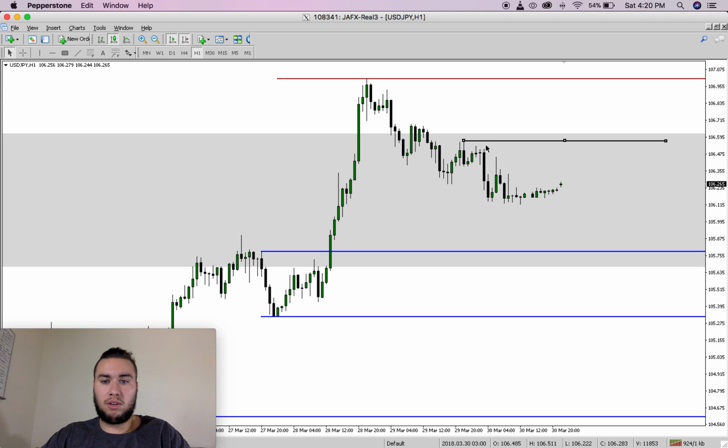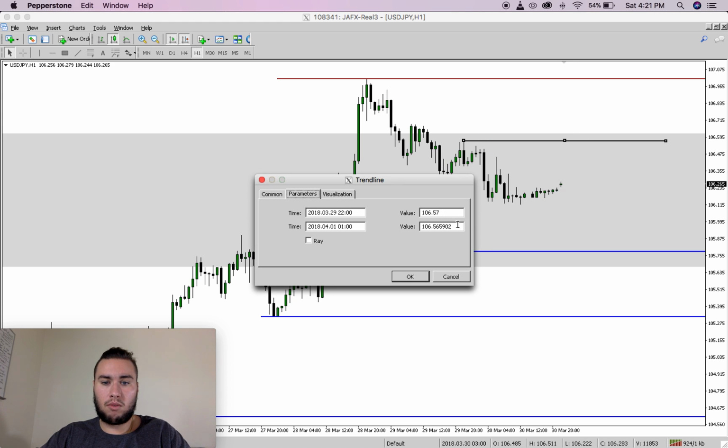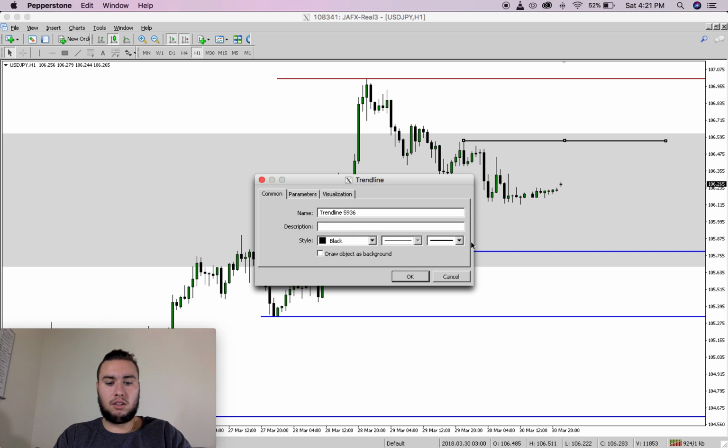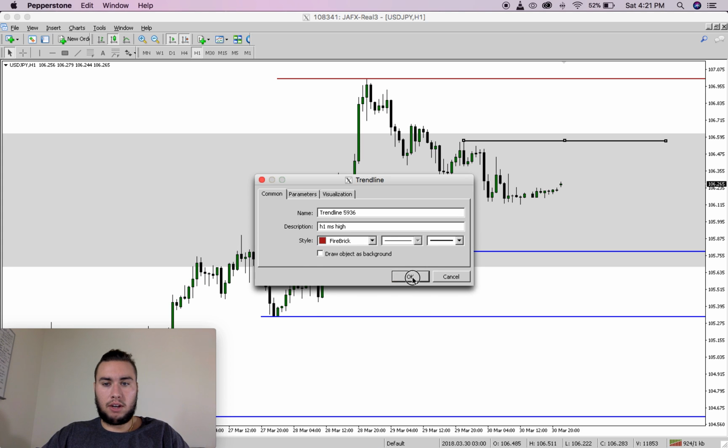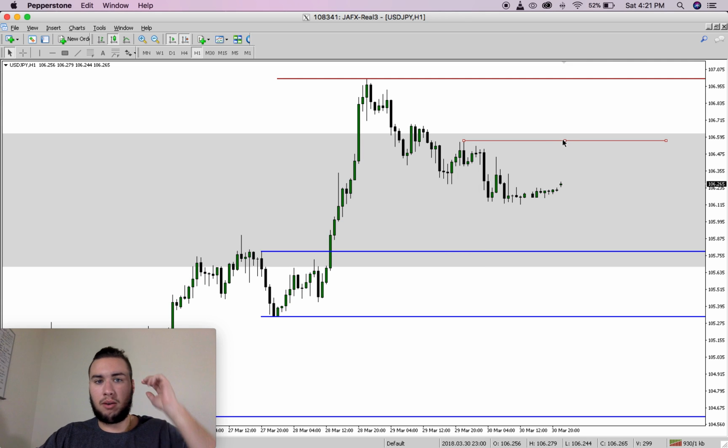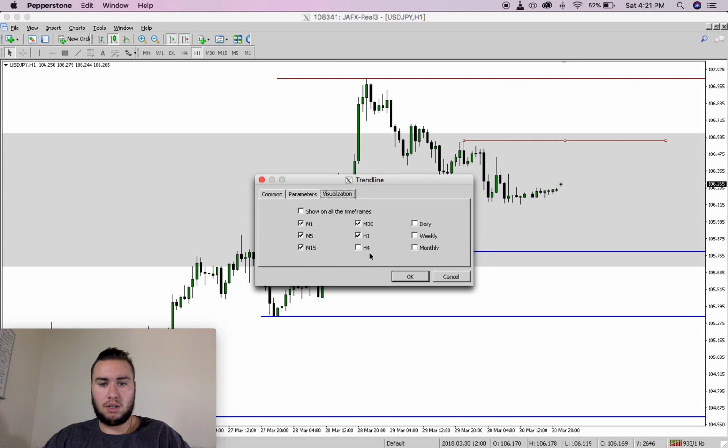So let me mark this out, 106.57. And this is from hourly. Okay. And this is H1 market structure high. And we're going to make this red. Okay. So I can make this a thinner line now because it's on an hourly time frame, just so I kind of have an idea of where we're at. But it still says H1 market structure high, so we know what that is. All right.